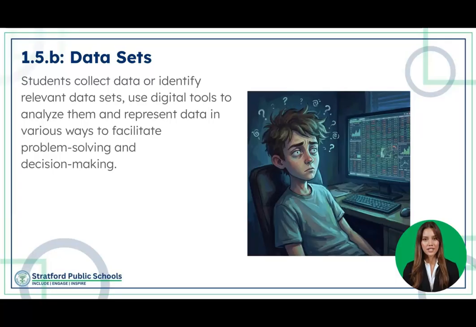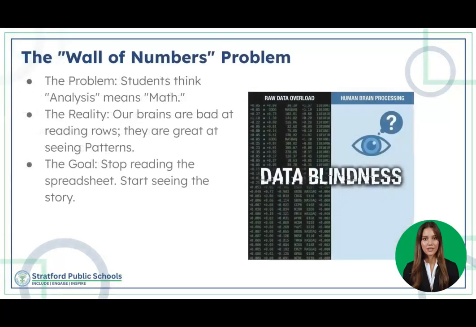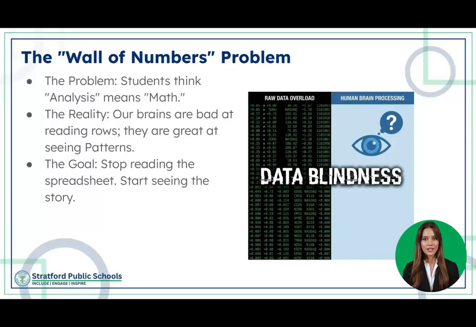Students often collect data but stare blankly at the numbers. We need to show them how to use tools to reveal the story hidden inside that data. Once the students have collected their data, maybe they counted cars or measured plant growth, they usually hit a wall. We call this data blindness. They look at a spreadsheet full of numbers, and their eyes glaze over. To a 5th grader, a spreadsheet just looks like a math test. They can't see the trend because they are too busy reading the individual digits.